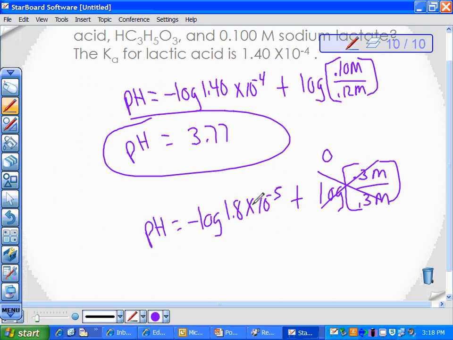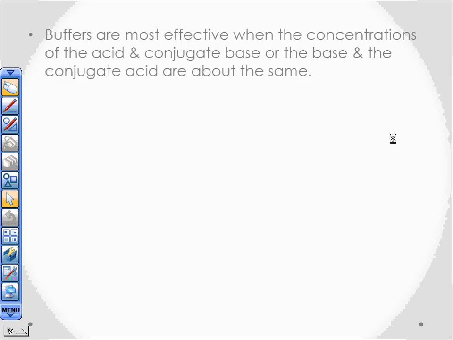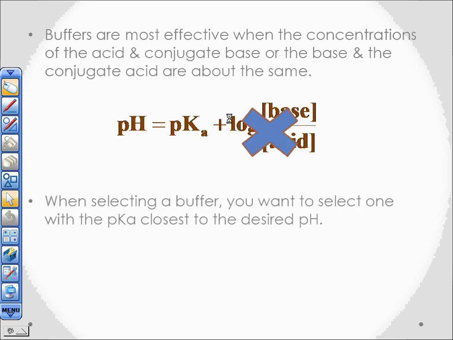And this is what we call the best buffer situation, when the salt and the acid or the salt and the base have the same molarity. That's when the system will buffer the best, which is what the next slide is saying. Buffers are most effective when the concentration of the acid and the conjugate base, or the base and the conjugate acid, are about the same molarities. So basically what happens is this comes out of the equation. So this is when it's best, when these are the same.